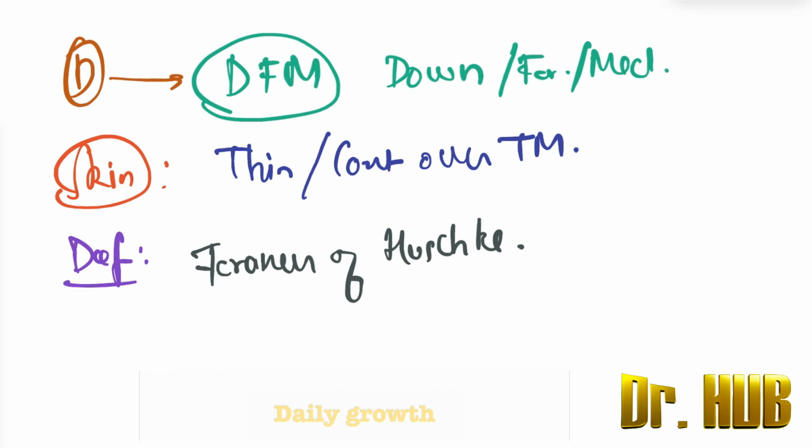So this was about the external auditory canal. We differentiated the cartilaginous as well as the bony parts, and we saw a few features such as the length, what it is made of, the skin, as well as the deficiencies.